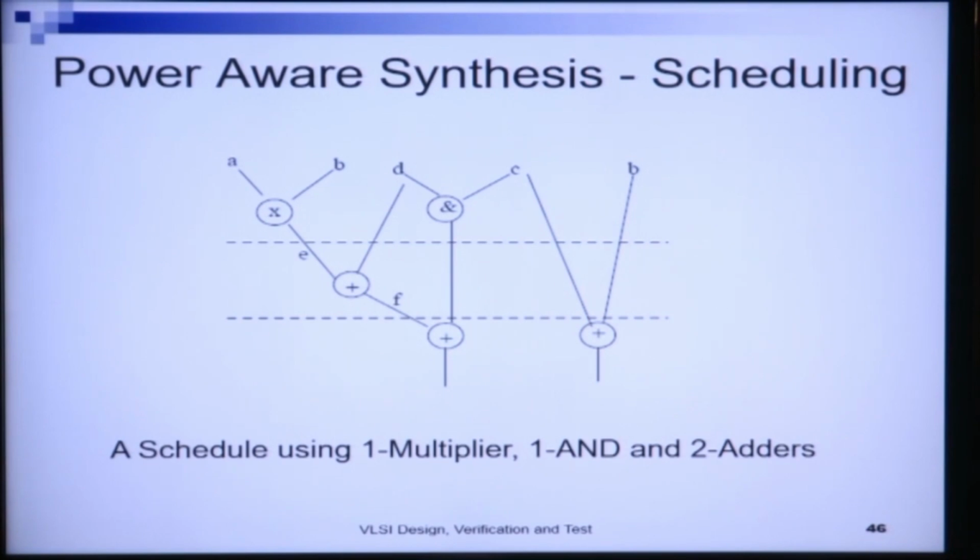Now, we will look at this scheduling problem here. We are given this data flow graph. This data flow graph requires one multiplier functional unit, one AND functional unit, and two adder functional units. See that this addition operation and these two addition operations are at two different time steps, and hence the same instance of an adder unit is sufficient for operations in this time step and this time step, and therefore we only require two adders. So, this is a schedule comprising one multiplier, one AND, and two adders.